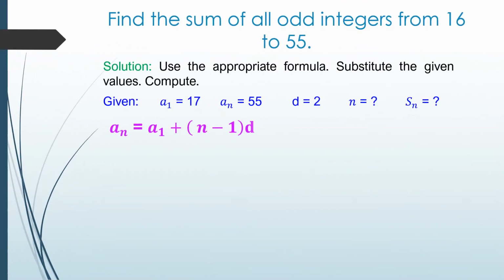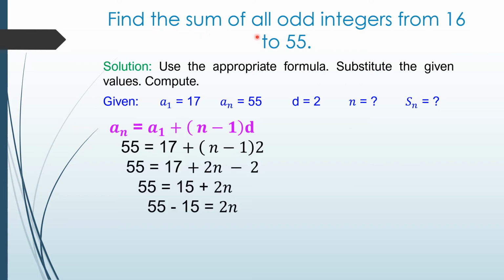Let's have this example. Find the sum of all odd integers from 16 to 55. Ano ang kailangan nating hanapin? Kailangan nating hanapin ang sum ng lahat ng odd integers magmula 16 hanggang 55. Ano nga ba ang tinatawag na odd integers or odd numbers? When you say odd numbers, kailangan sila ay hindi divisible sa 2.